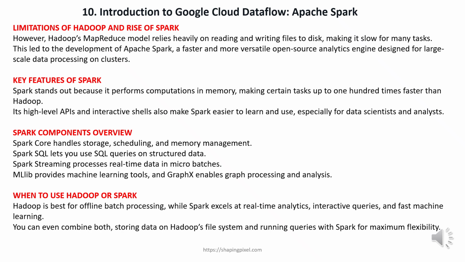Spark SQL lets you use SQL queries on structured data. Spark Streaming processes real-time data in microbatches. MLlib provides machine learning tools, and GraphX enables graph processing and analysis. Hadoop is best for offline batch processing, while Spark excels at real-time analytics, interactive queries, and fast machine learning. You can even combine both, storing data on Hadoop's file system and running queries with Spark for maximum flexibility.